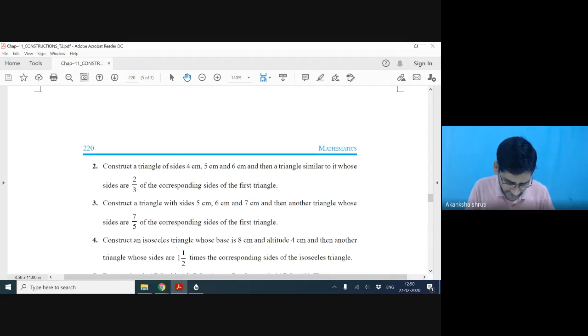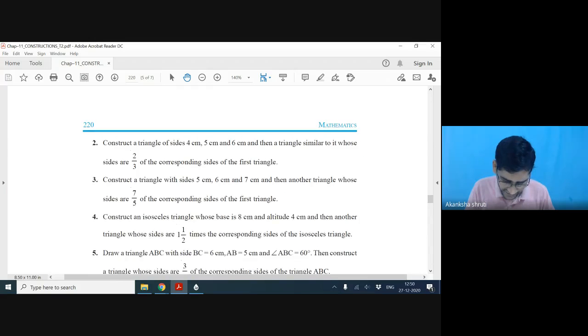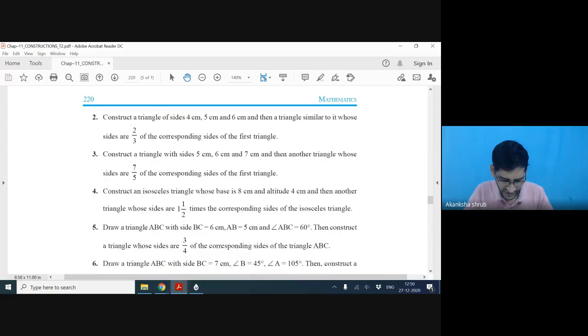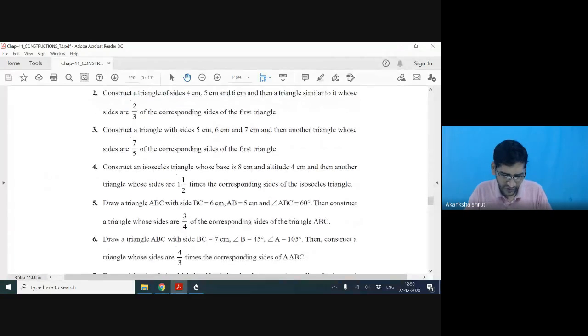Now come to question number 3, or rather 4, meaning the same thing. Construct a triangle with sides 5, 6, 7 centimeter, then another triangle whose sides are 7/5 of the corresponding sides. The ratio is greater. The same thing. I will draw this question number 3. Now let us come to question number 4.